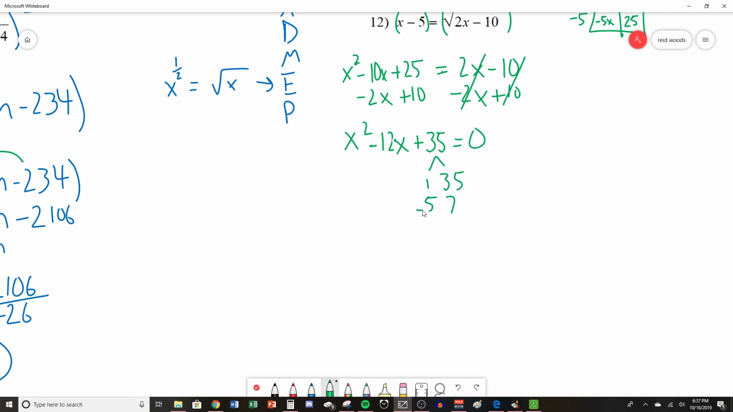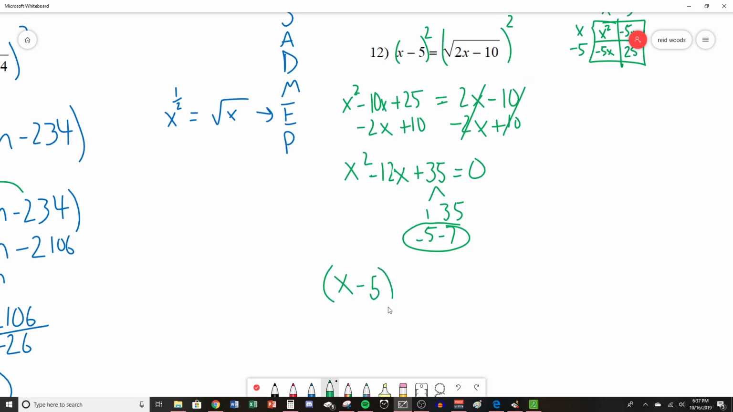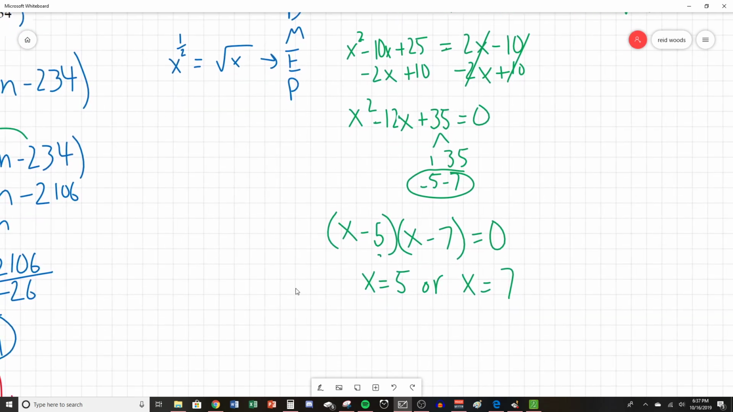And luckily, it looks like if I change these to negatives, negative 5, negative 7, those are actually going to work for me. So I know that this is going to be x minus 5 times x minus 7. That's equal to 0. And now we're going to find the zeros. So x is equal to 5 or x is equal to 7. All right, so that is the solving part.